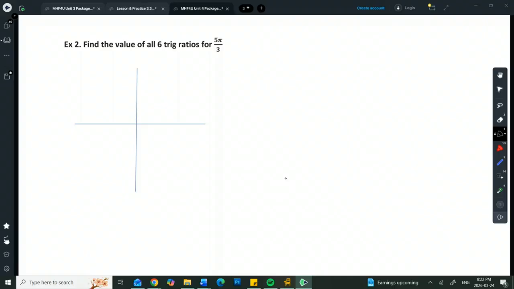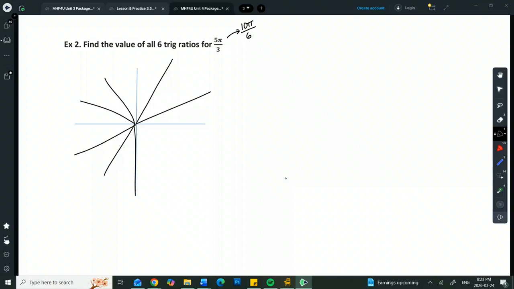All right. Find the value of all 6 trig ratios for 5 pi over 3. Now, when I see pi over 3, this is just a simplified version of a pi over 6 measurement. So I want to think about this if I'm placing it around using the method that I'm showing you as 10 pi over 6. So 1, 2, 3, 4, 5, 6 equal slices, 7, 8, 9, 10. There it is right there. 10 pi over 6, which is 5 pi over 3.